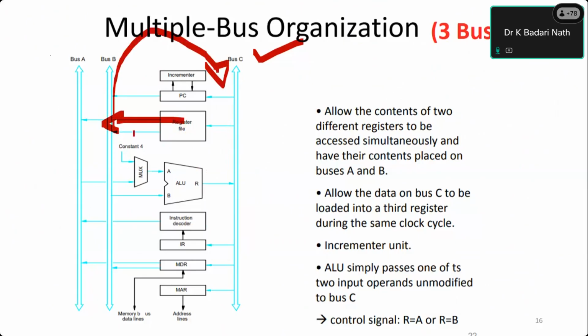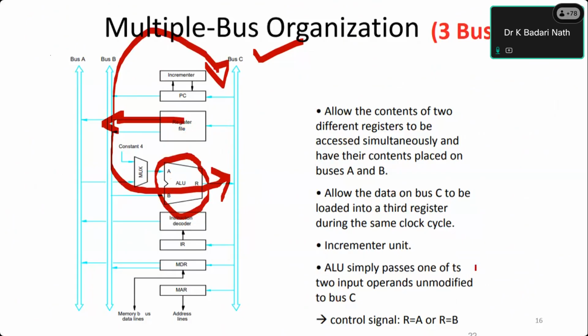So in such cases, in three bus architecture, the ALU is the way to move the data from one bus to the other bus. This is called no operation. That means no operation is performed by the ALU. The ALU just works as a channel to take the data and pass it to the other bus. This is one of the special features of the three bus architecture.